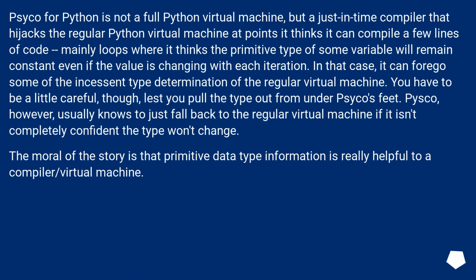Psyco for Python is not a full Python virtual machine, but a just-in-time compiler that hijacks the regular Python virtual machine at points it thinks it can compile a few lines of code, mainly loops where it thinks the primitive type of some variable will remain constant even if the value is changing with each iteration. In that case, it can forego some of the incessant type determination of the regular virtual machine. You have to be a little careful, though, lest you pull the type out from under Psyco's feet. Psyco, however, usually knows to just fall back to the regular virtual machine if it isn't completely confident the type won't change. The moral of the story is that primitive data type information is really helpful to a compiler/virtual machine.